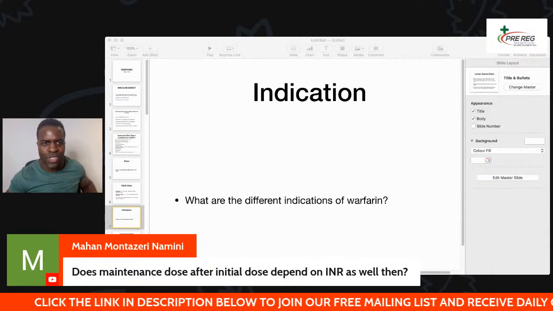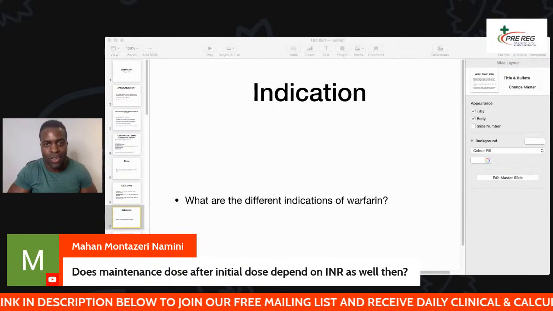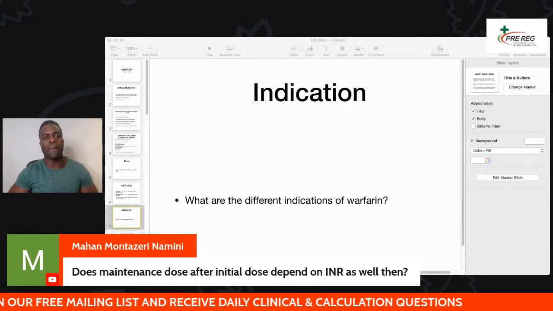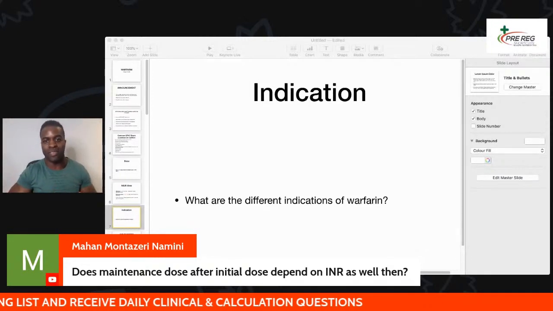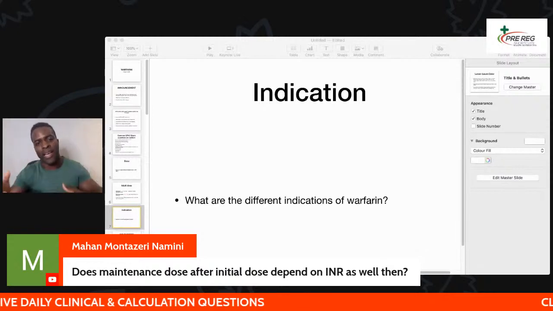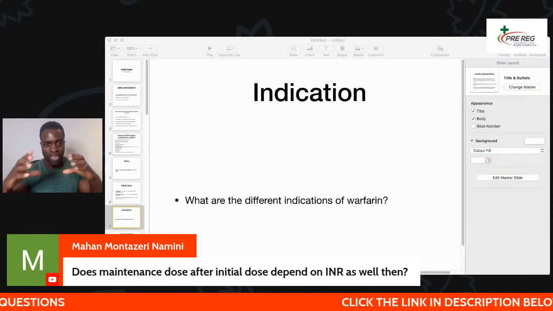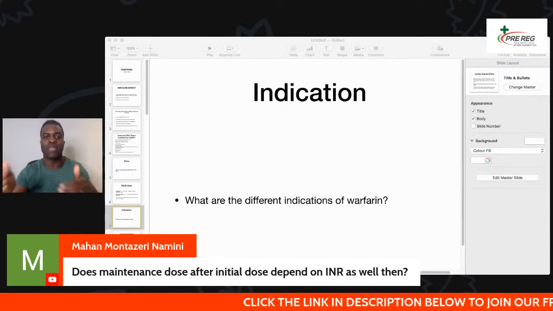Mahan says, does maintenance dose after initial dose depend on INR as well then? Yes, it does. When you have your initial dose, you don't really know what it's going to be, right? So it could be so high. The maintenance dose is normally the same sort of range. We have between 2 and 9, and it is true, it depends on INR.